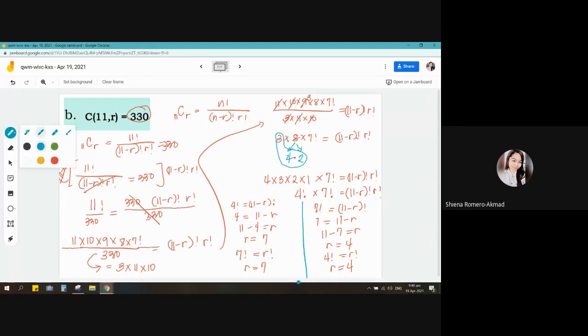So ano yung mga values na nakuha natin dito? We have r is equal to 7. Okay. Or it can also be r is equal to 4. Both of them, if we substitute them to r, dito, we'll get 330. Okay?